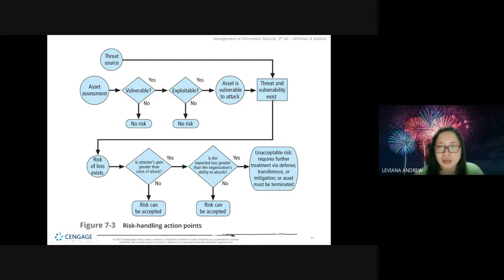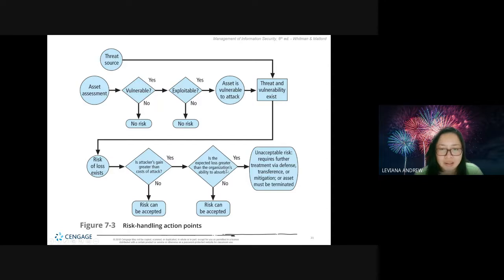Therefore, here we determine what the threat source is. Does it come from hacking, or from a virus, or an anonymous attack? And then we go to whether a risk of loss exists. Is the attacker's gain greater than the cost of attack? If it's not, the risk can be accepted.